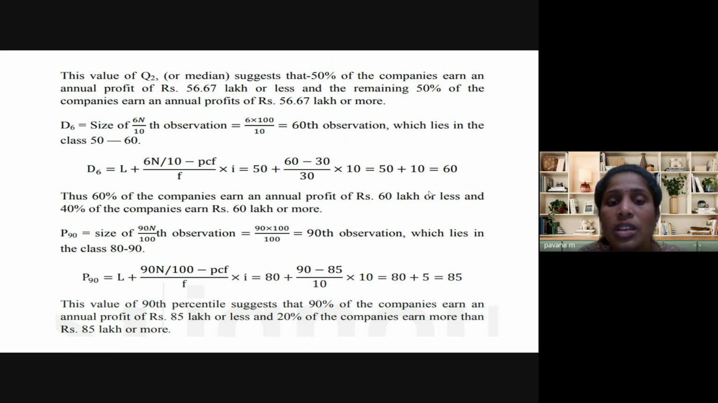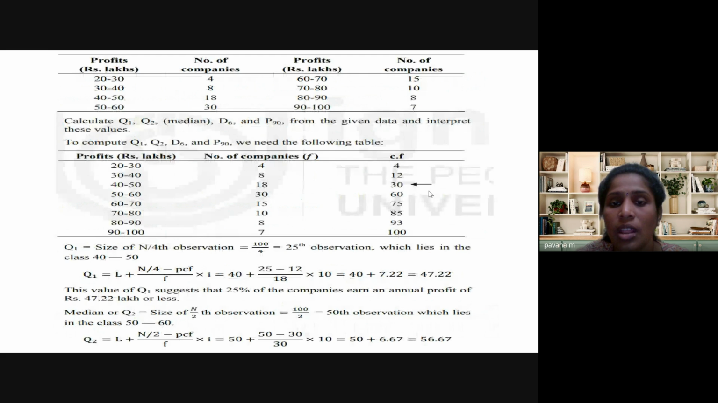Okay, so 600 by 10, that means the 60th observation. The 60th observation lies in the cumulative frequency row, so you have to consider the 60th value. The 60th value is in the fourth position. In cumulative frequency, the fourth value is 60, right? So the 60th observation lies in that particular value.